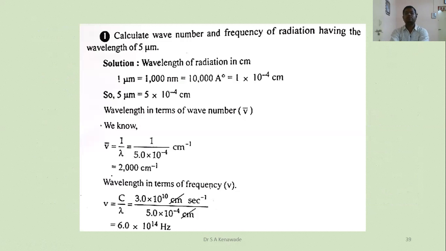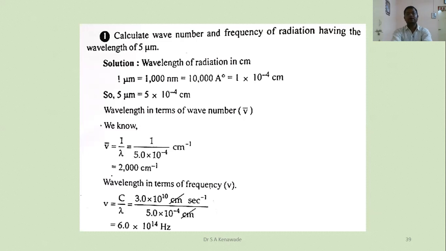Here our topic is completed. There are some problems. Many times they cannot be asked in examination, but they are for your practice. The very first problem is: calculate the wave number and frequency of radiation having the wavelength of 5 micrometer.